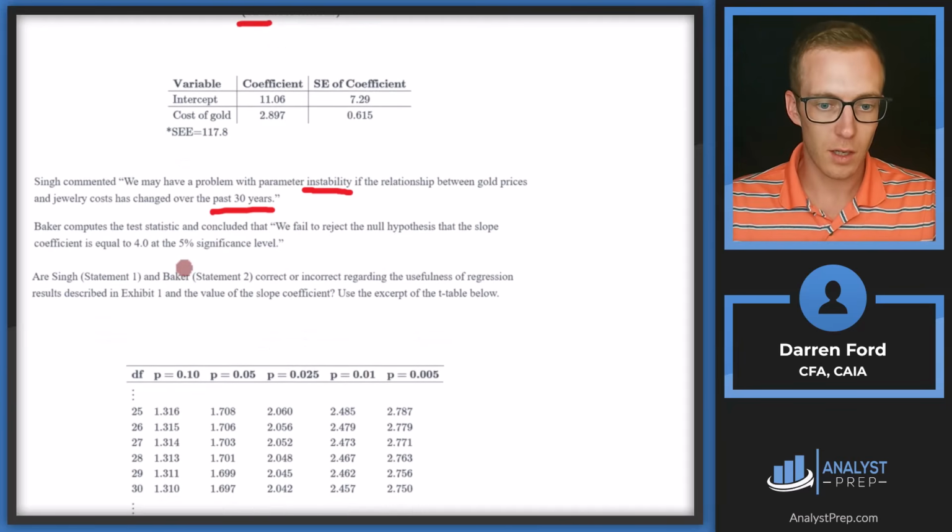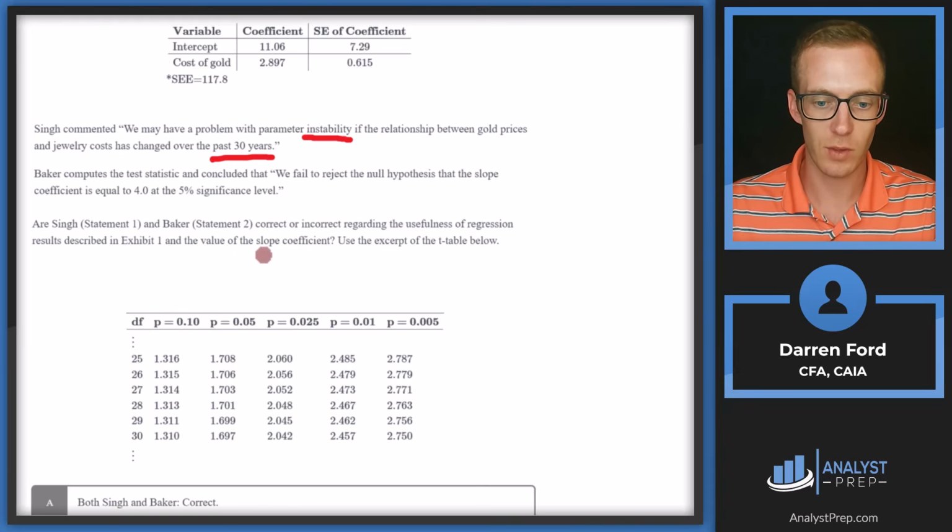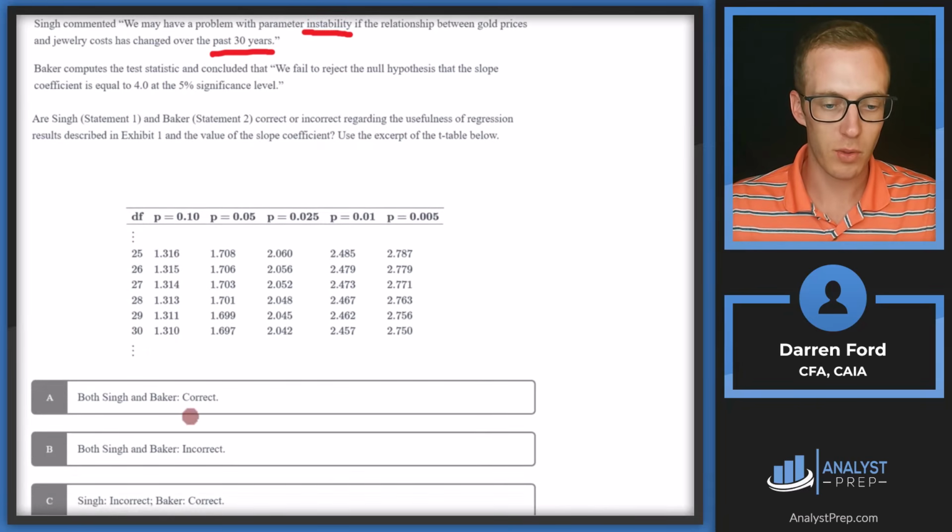All right. And then here we have our question. Are Singh statement 1 and Baker statement 2 correct or incorrect regarding the usefulness of regression results described in Exhibit 1 and the value of the slope coefficient? Use the excerpt of the t-table below. So for these statements, we've got: both are correct, both are incorrect, or Singh is incorrect and Baker is correct.